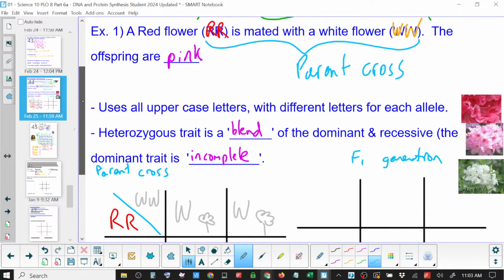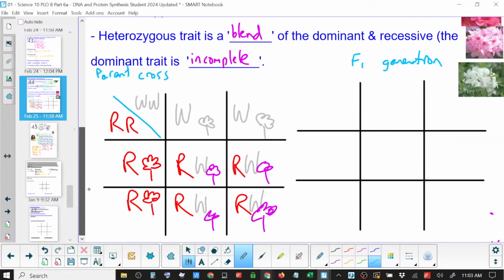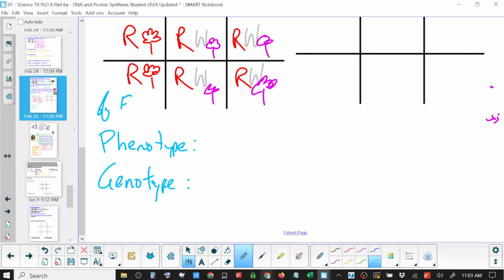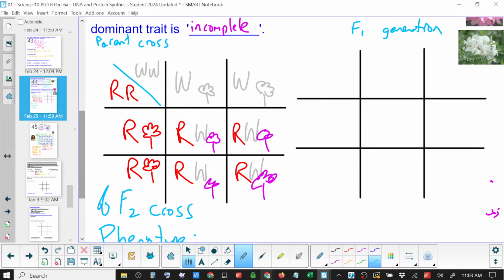Other than, oh, hold it. What I would like you to give me is the phenotype and the genotype of the F2 cross, because you just made the cross last day. Put it in there. Give me the percents or the fractions. You can do both, one or the other, it doesn't matter.